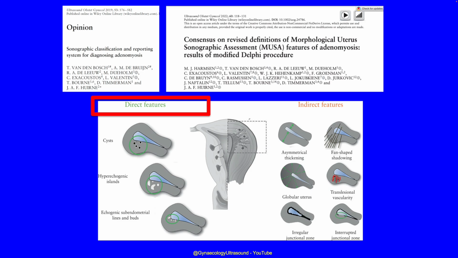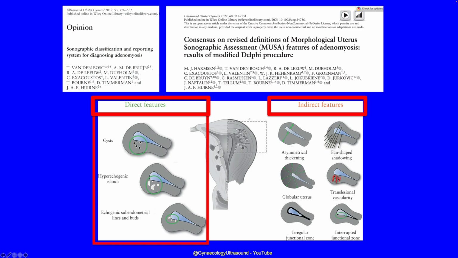There are direct features which define adenomyosis, and also some indirect features. Let's start with the direct features. If you get myometrial cysts from the endometrium growing into the myometrium, or these hyperechogenic islands of endometrium in the myometrium, or, this is the very beginning of it, these very fine lines and buds coming from the endometrium into the myometrium. These 3 are direct features of adenomyosis. So if you see those, you can say this is adenomyosis.